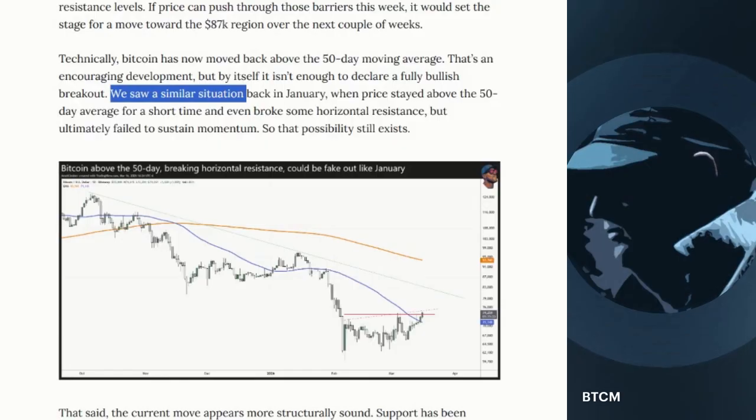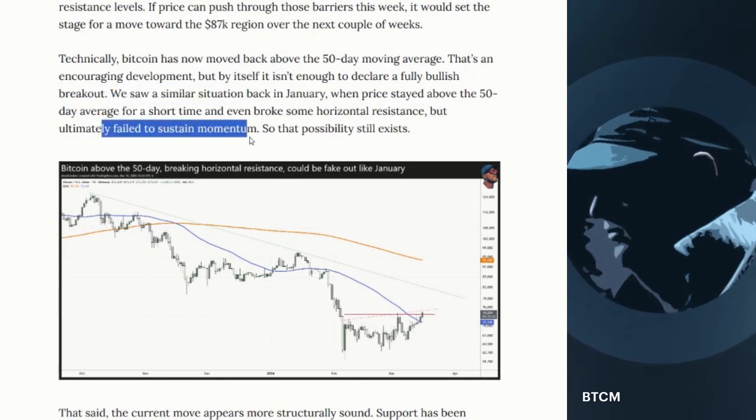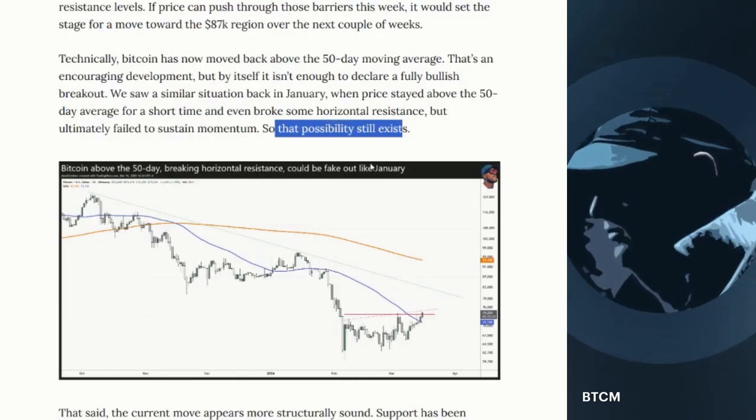We saw a similar situation back in January when price stayed above the 50-day average for a short time and even broke some horizontal resistance, but ultimately failed to sustain momentum. So that possibility still exists. So what I'm talking about here is this particular part in January. We break up. It really looks quite bullish here, breaking above these previous highs in the consolidation zone, but it rolls over, goes back under the 50, tests the bottom of the 50 right here, and the bottom falls out.